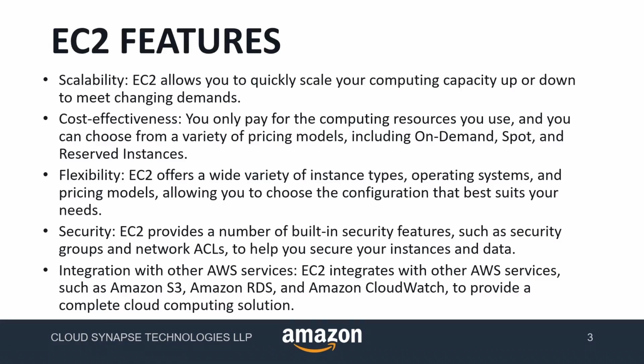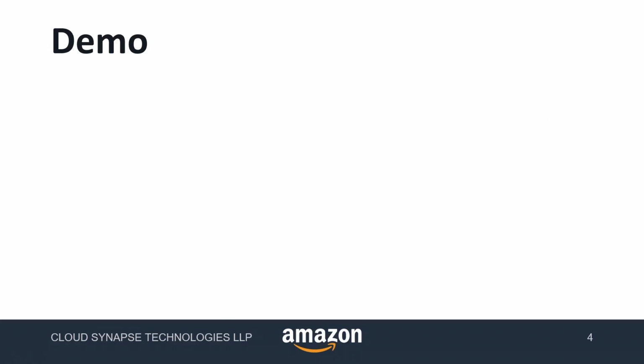Integration with other AWS services: AWS has quite a lot of services nowadays, more than 200 services available right now. The major services like S3, RDS, CloudWatch, and many others, like IoT, can be easily integrated together to make a better application. So without wasting any time, let me go into the demo.